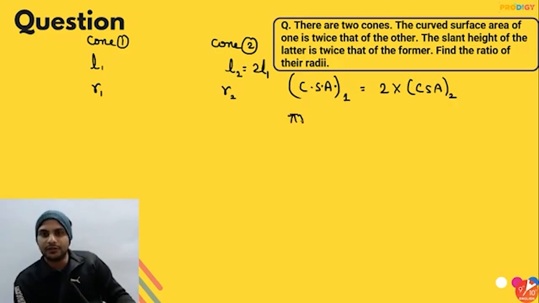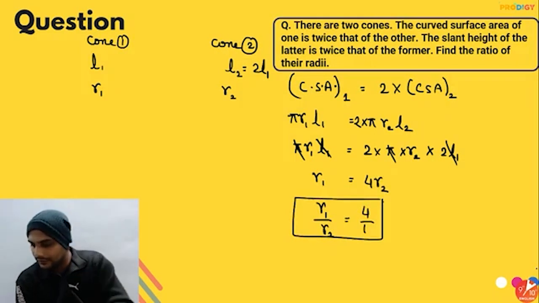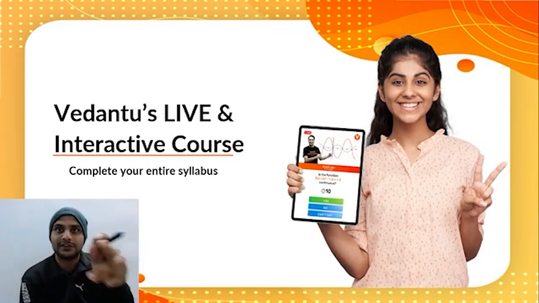So pi into r1 into l1 is equal to 2 times of pi into r2 into l2, which can be written as 2 times of l1. L1 got cancelled, pi got cancelled, r1 is 2 into 2, 4 times of r2. We get r1 upon r2 is equal to 4:1. ठीक है, r1 upon r2 is equal to 4:1. Ratio of the radii will be equal to what? 4:1. Clear है? ठीक है, simple है, but only thing is you need to read that question carefully. Don't make the silly mistakes which I made.